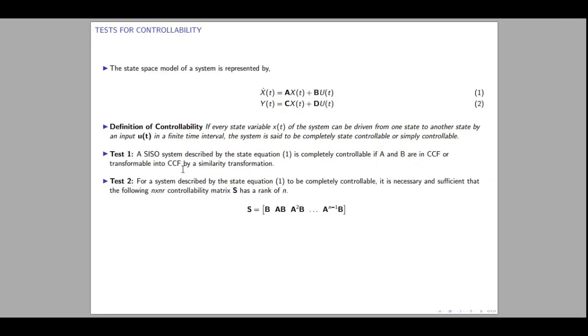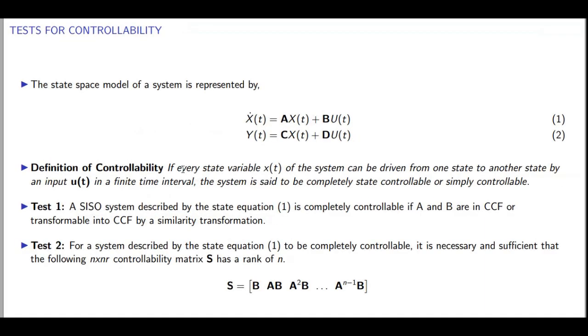And the second test is, for a system described by the state equation to be completely controllable, it is necessary and sufficient that the following controllability matrix S has a rank of n.